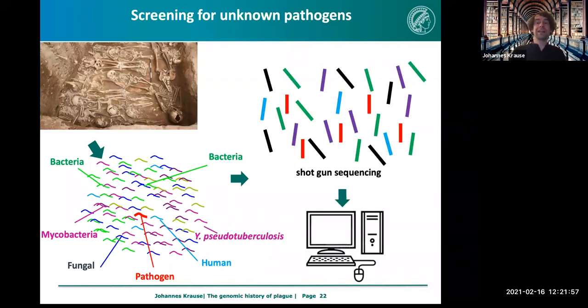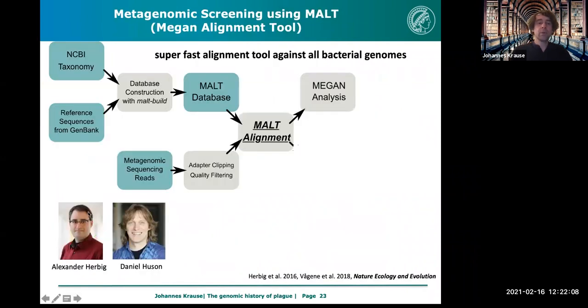But fortunately, we're quite lucky that we could work with a very capable team of people and had some really powerful approaches to look at this data. So we had been working with Alexander and Daniel Husson, who's a professor at the Tübingen University. They developed a tool that's called MALT, the MEGAN Alignment Tool.